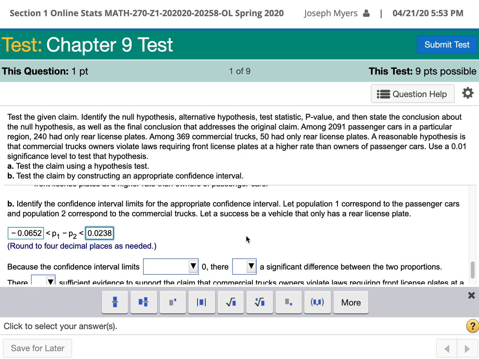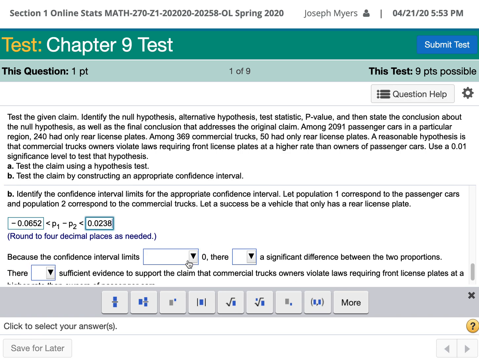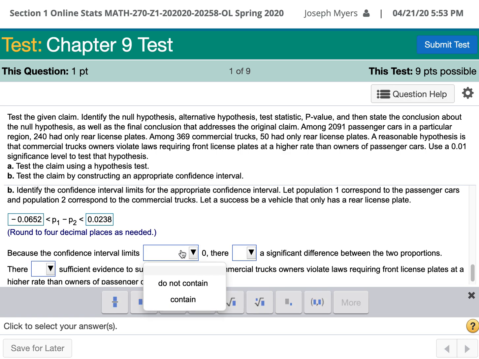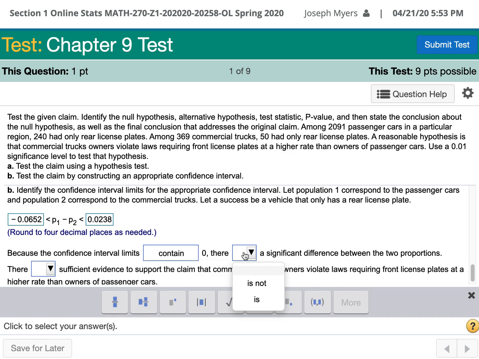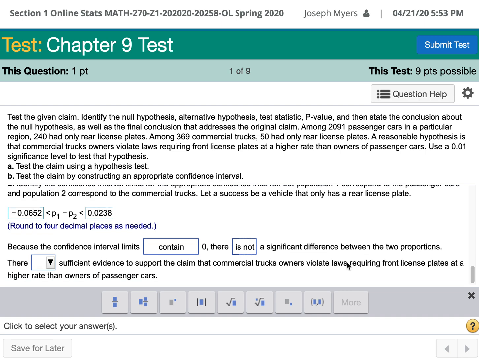And then, because the confidence interval limits contain 0, that means there is not a significant difference between the two proportions. So that means there is not sufficient evidence to support the claim that commercial truck owners violate laws at a higher rate than owners of passenger cars.